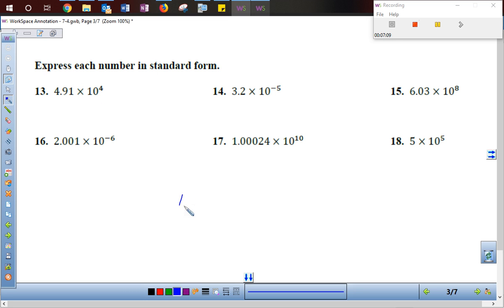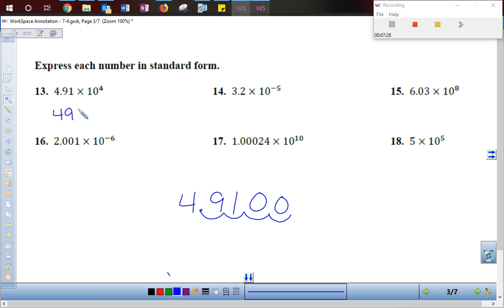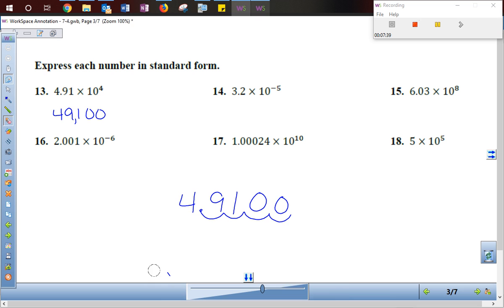So for example, on number 13, I have 4.91. The decimal point is going to move to the right because it's positive 4 units. So 1, 2, 3, 4. Now in these blank spots, we're just going to fill them with zeros. So I have 4, 9, 1, 0, 0. Now the last thing you need to do is go back through and put in your commas. So 1, 2, 3, comma. We have 49,100.